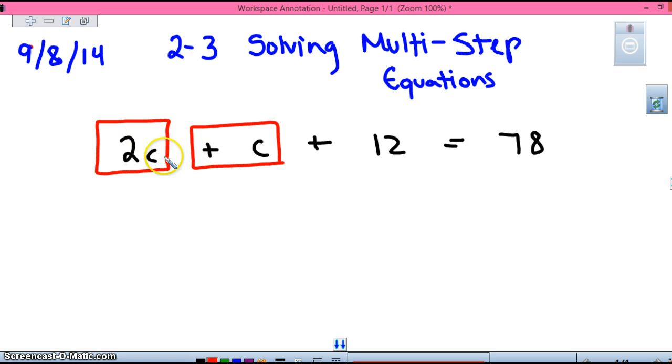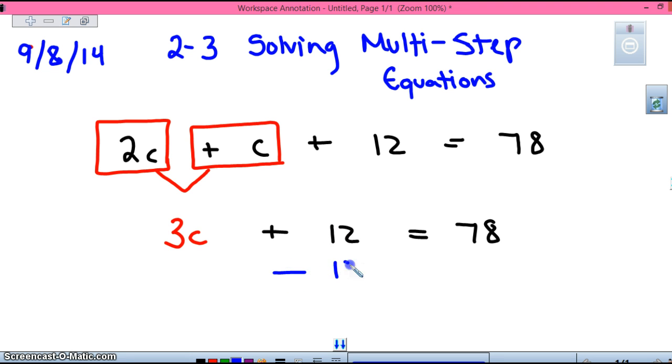These are like terms. That means we can combine our like terms. 2c plus c is 3c plus 12 equals 78. Now that we've combined our like terms, we can start solving for c. So first thing we have to do is the inverse of plus 12. What's the inverse of plus 12? Minus 12. What you do to one side, you do to the other.